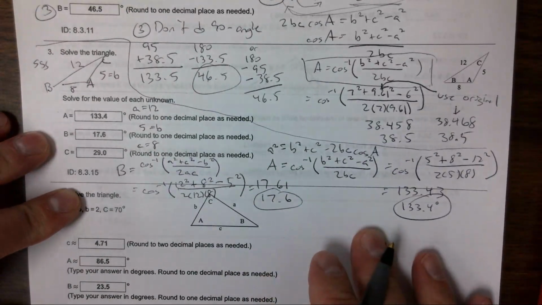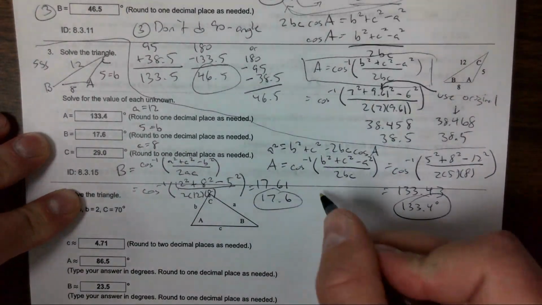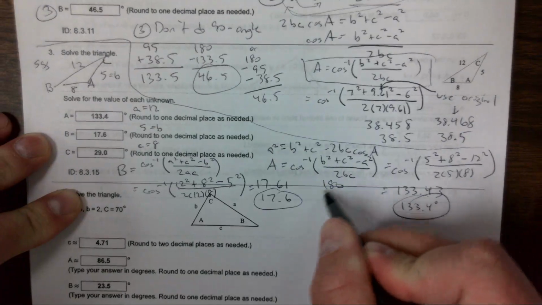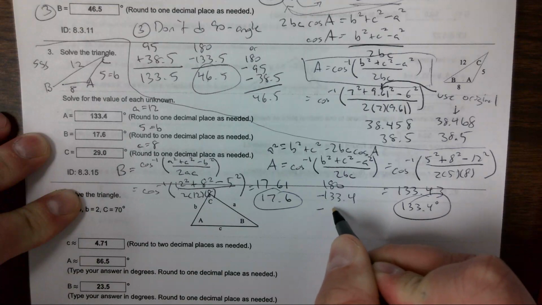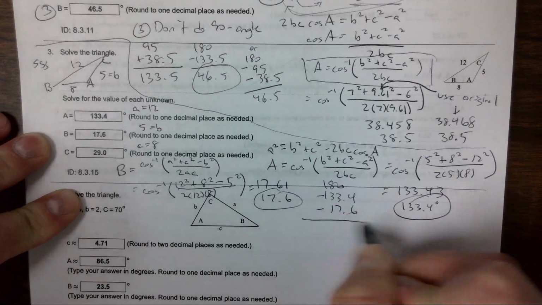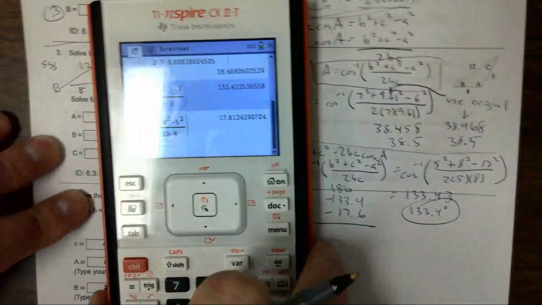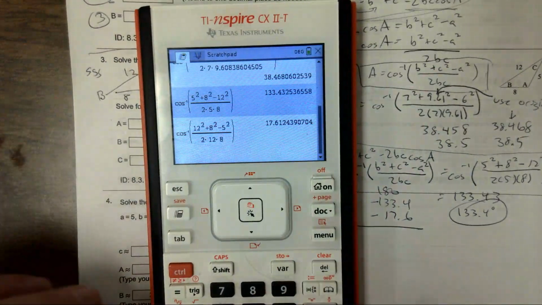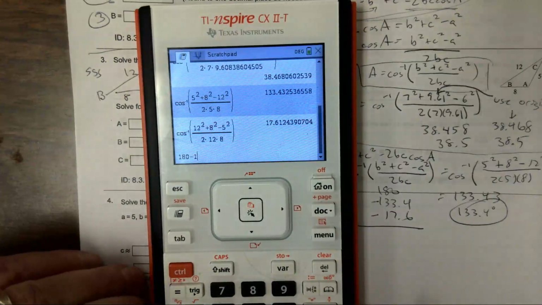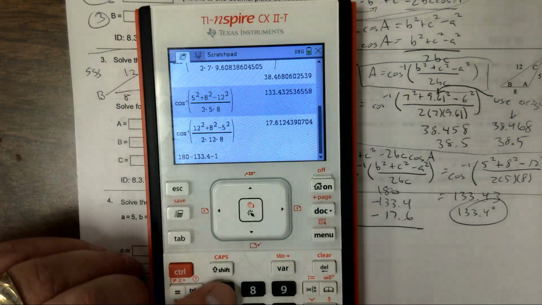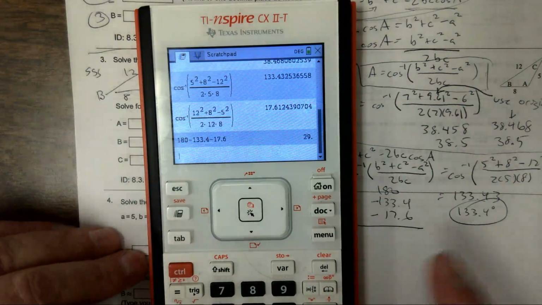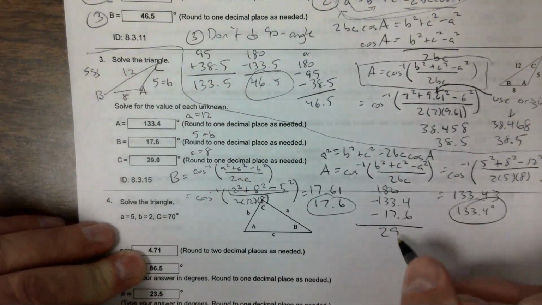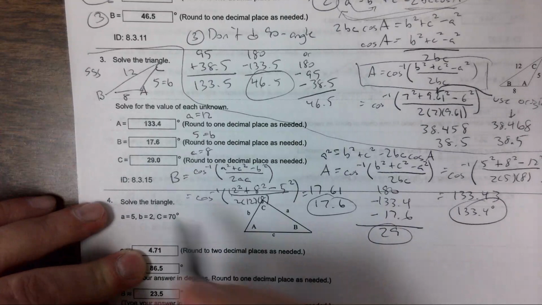Now that you have those two, then for your third step, you do 180 minus 133.4 minus 17.6. And that gives you 29. So then 29 is your answer.